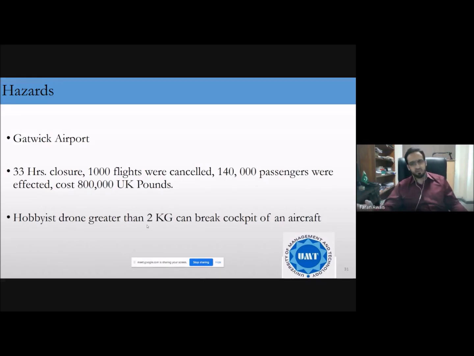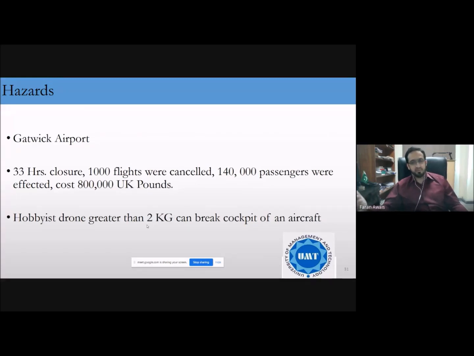If I'm not wrong, it took about 18 months to conclude the details of that event, and it cost the British government 800,000 UK pounds. This is a huge loss. The loss because of what? Of something that is extremely cheap. So yes, the hazards are huge.